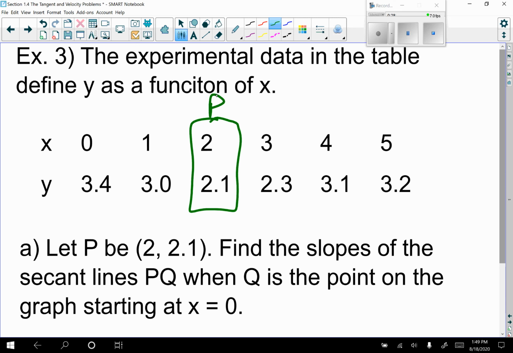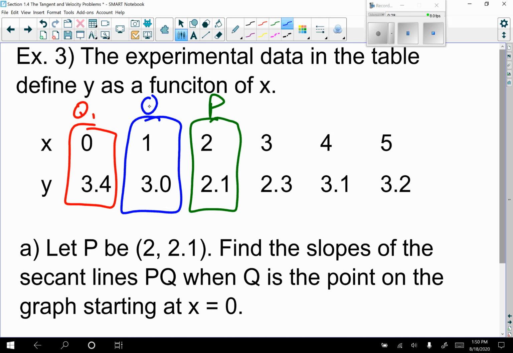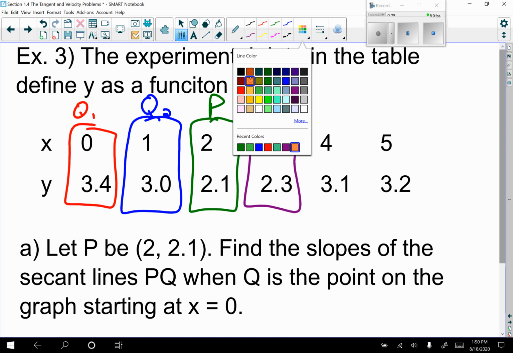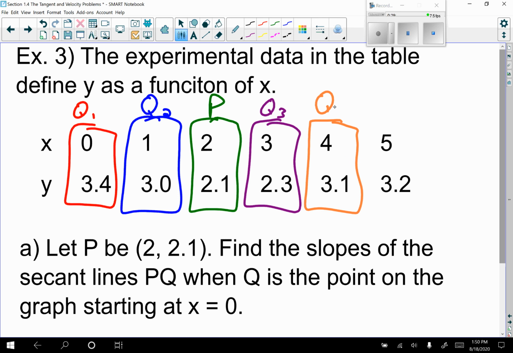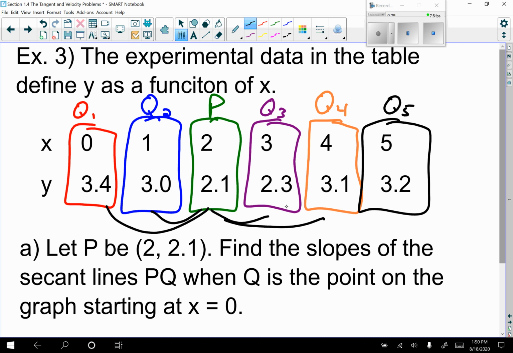We want to find the slopes of the secant lines PQ when Q is the point on the graph starting at x equals 0. So we could call this point here Q1, the next one Q2, over here Q3. We don't include point P because we're trying to find the slopes of the secant lines from each of the other points back to point P. Over here we can call this Q4. And then last we can call this Q5. So all of these are going to go back to point P. We want to find all of those slopes.